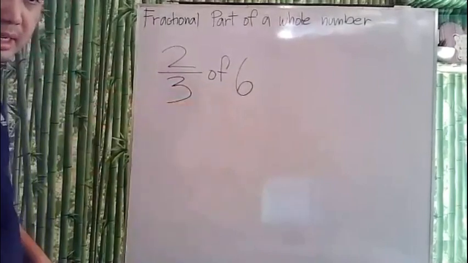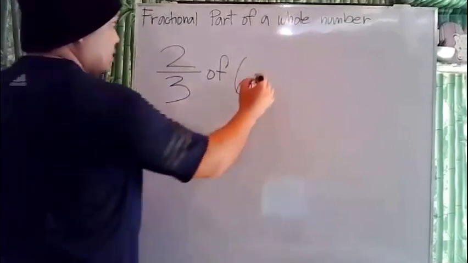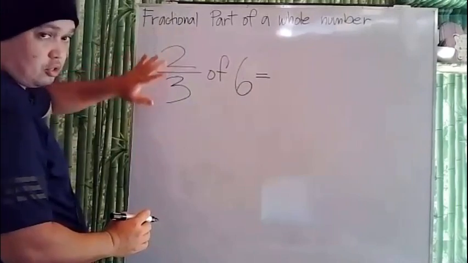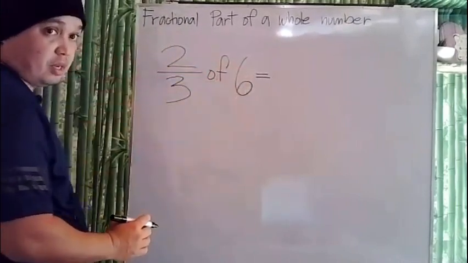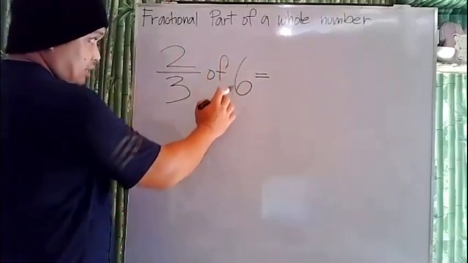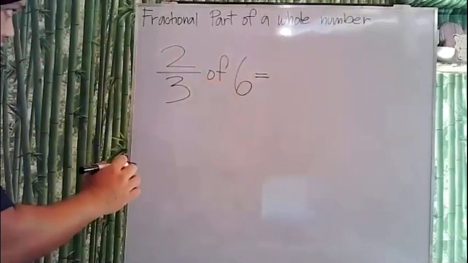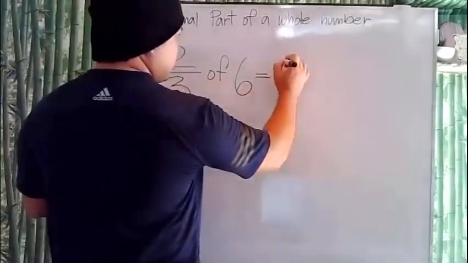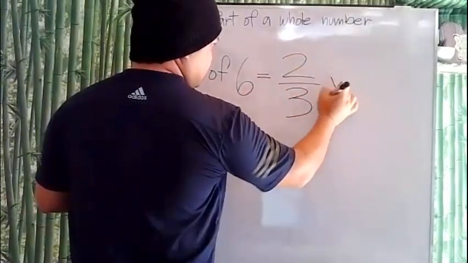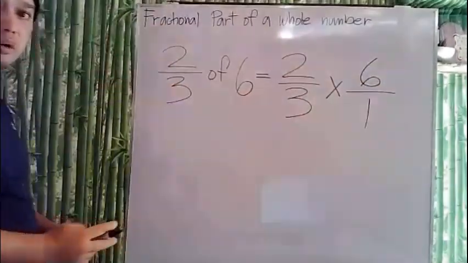Now, how do we compute this? Simply by multiplying the fraction to the whole number. We're going to multiply this 6. How? By making 6 here as a fraction. So what is the fraction of 6? That is 6 over 1. So it becomes two-thirds times 6 over 1.